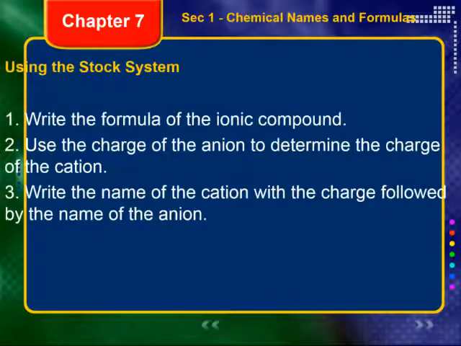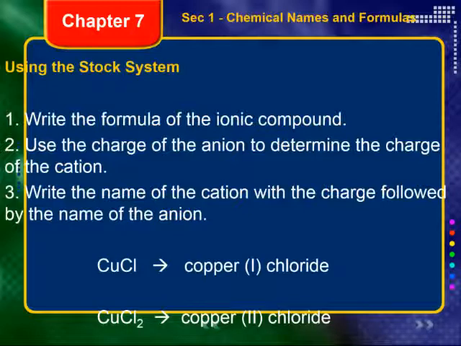Now, when we go to use the Stock system, we follow a pretty intuitive list of procedures. First, we need the formula for the ionic compound. Because when looking at the formula, we don't know the charge of the cation. For example, in these two compounds right here, we don't know the charge of the copper intuitively just by looking at the formulas. So in number 2, we have to use the charge of the anion to determine the charge of the cation.